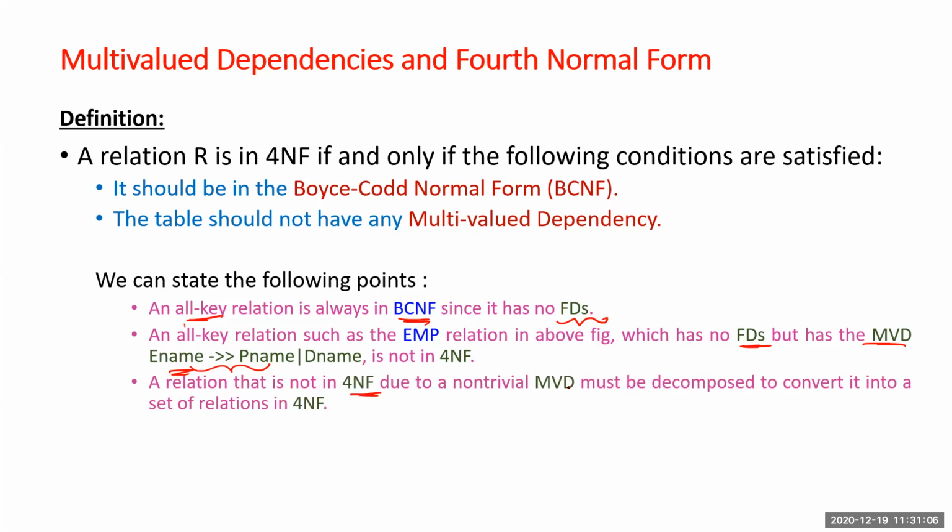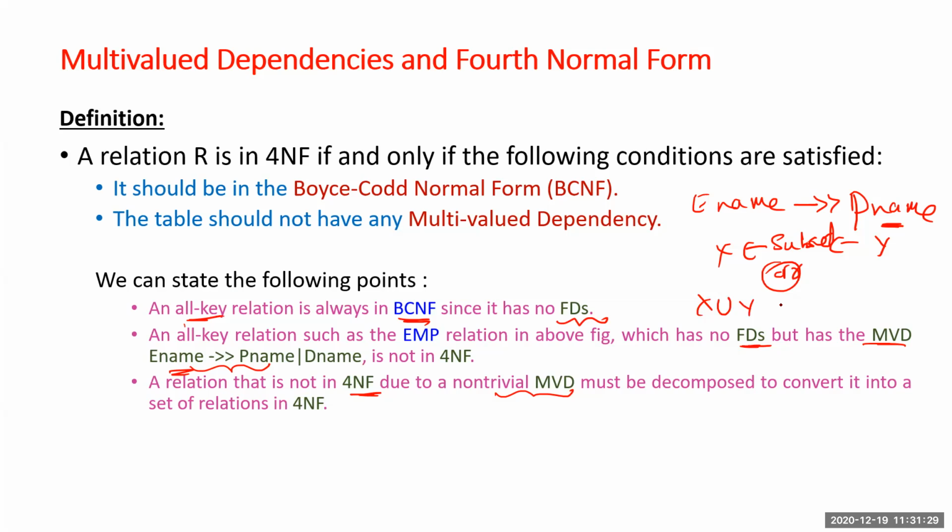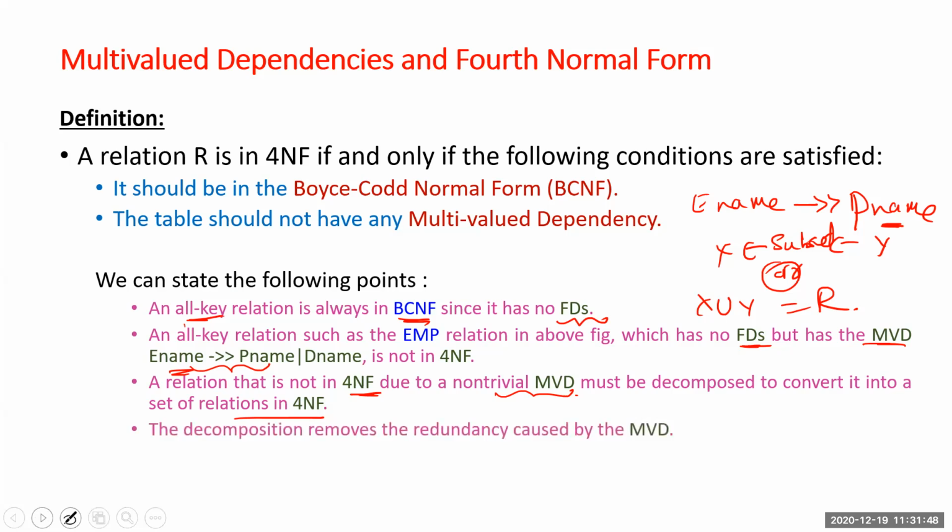A relation that is not in 4NF, what will you do, due to a non-trivial MVD? How do you check whether it is trivial or non-trivial? We check the previous condition: either Y should be a subset of X, or X union Y is equal to R. It is not there for me in both cases. So that means it is a non-trivial multivalued dependency. If it is a non-trivial multivalued dependency, then it must be decomposed into a set of relations. It should be broken down. The decomposition removes the redundancy caused by the MVD.